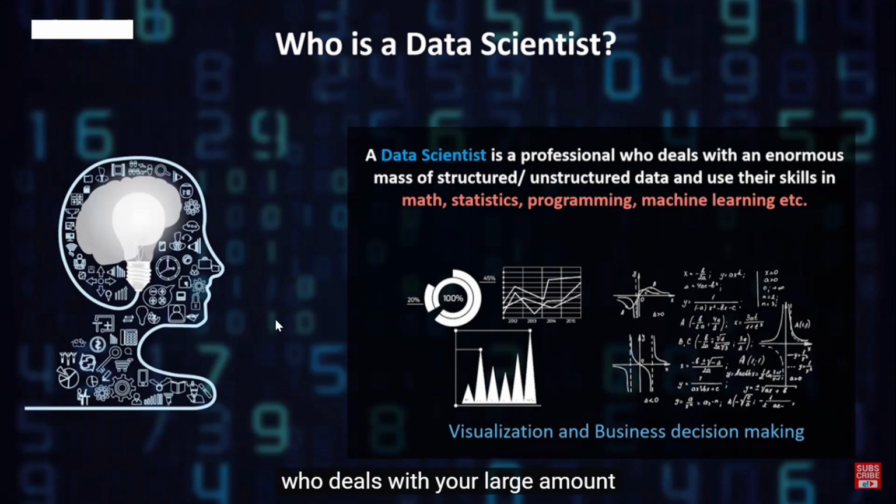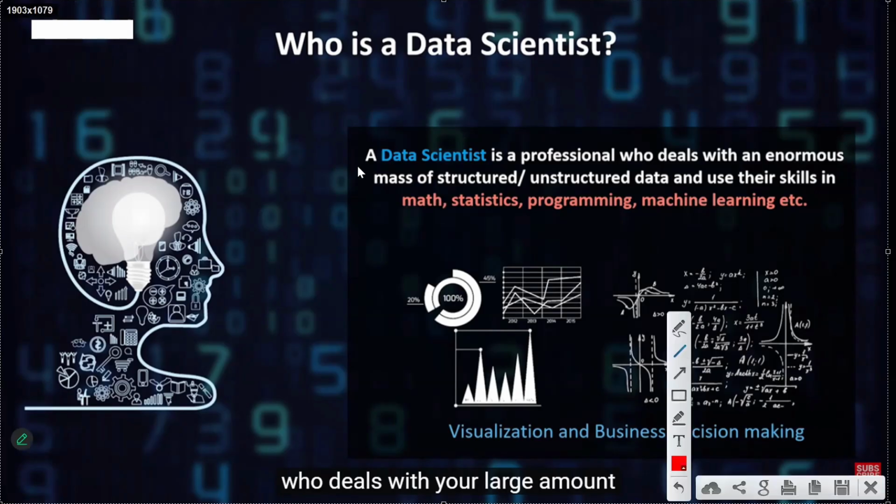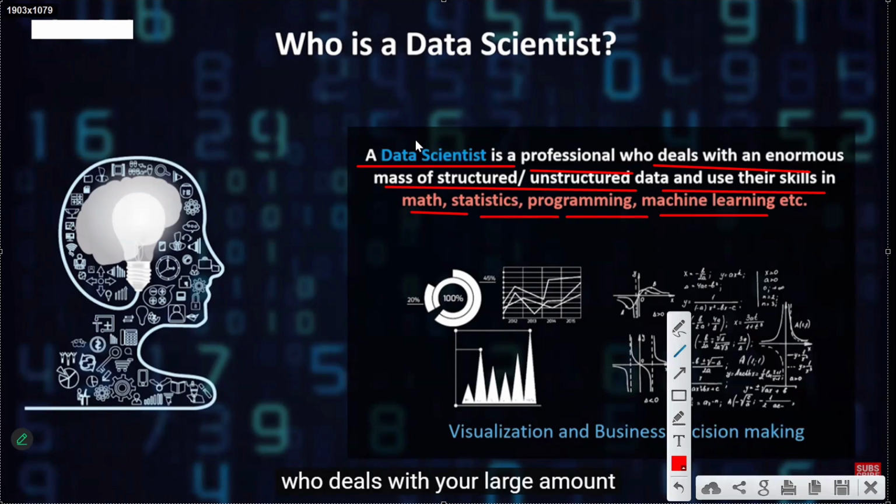So if you see here, so come here. So what does a data scientist do? A data scientist is a professional who deals with enormous mass of structured data and unstructured data and uses their skills in maths, statistics, programming, machine learning, etc.